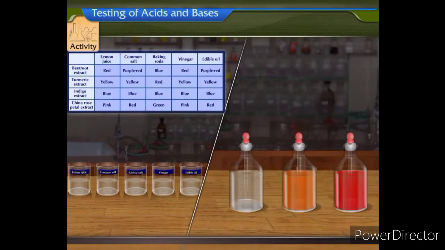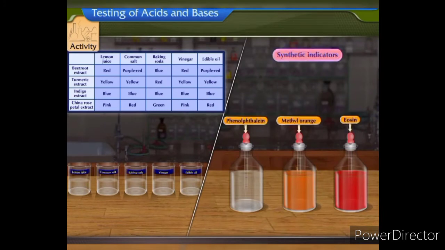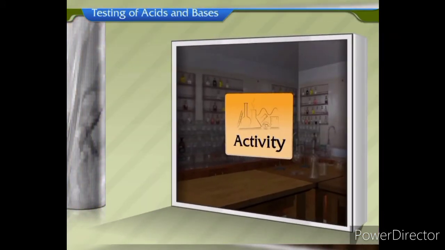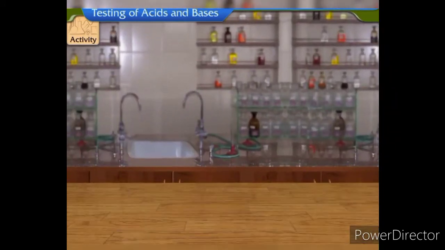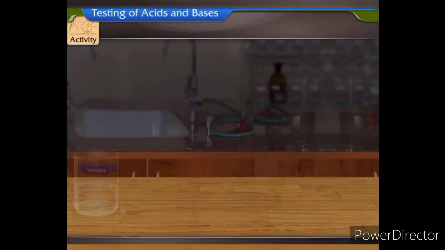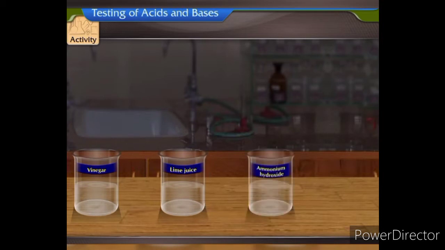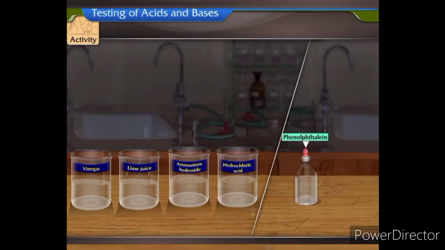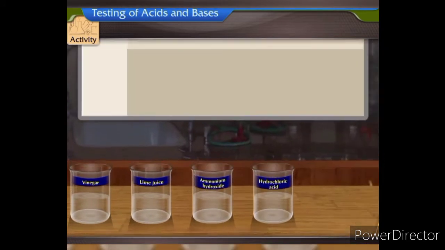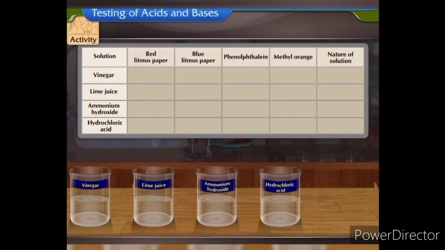There are certain chemical substances like phenolphthalein, methyl orange and eosin that are called synthetic indicators. Let us perform an activity using synthetic indicators. Activity. We shall test solutions of vinegar, lime juice, ammonium hydroxide and hydrochloric acid using indicators like phenolphthalein, methyl orange and litmus paper. Note the color change and tabulate the observations.